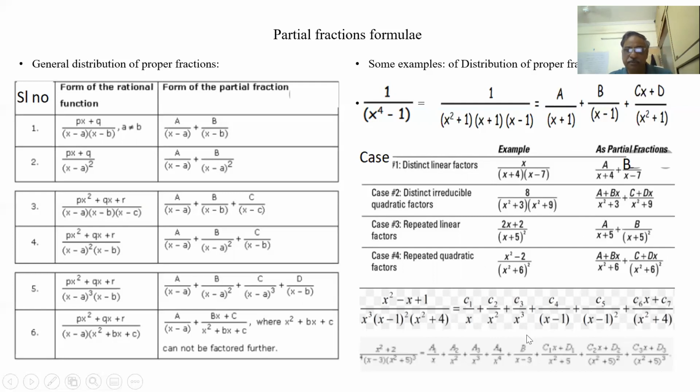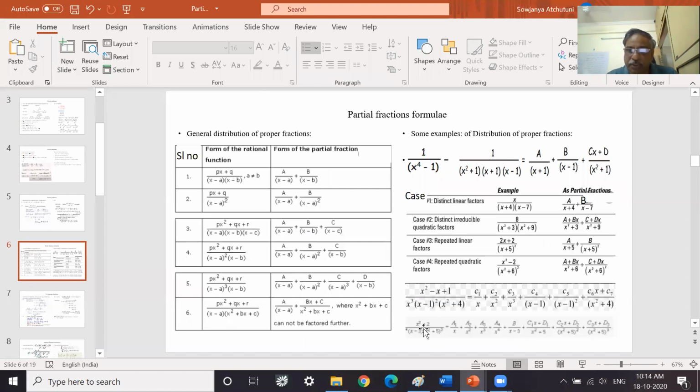So understood? Now see the last one: x square plus 2 by x minus 3 and x square plus 5 whole cube. Here we can get x minus 3 one time, so I'm putting x minus 3 one time. Then x to the power of 4 is also there, so I am putting x 4 times. Then this is a cube, so ax plus b over x square plus 5, I have to put 3 times.